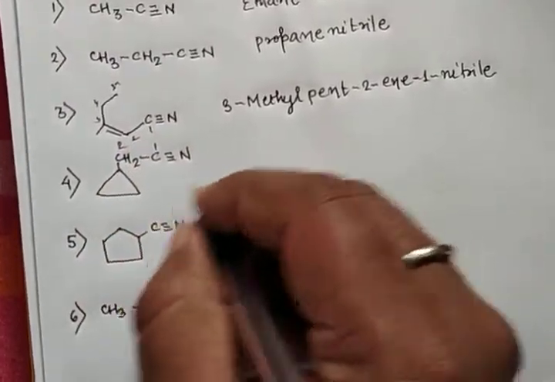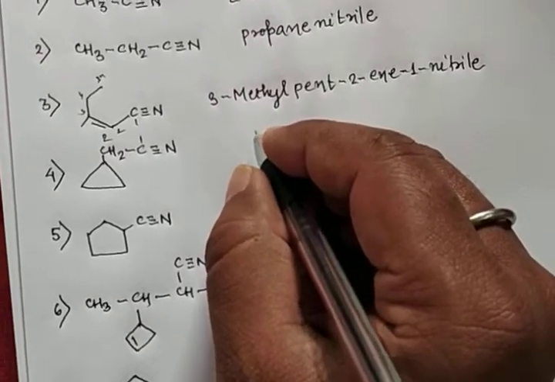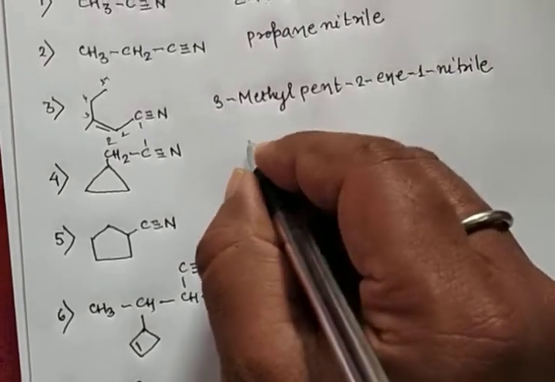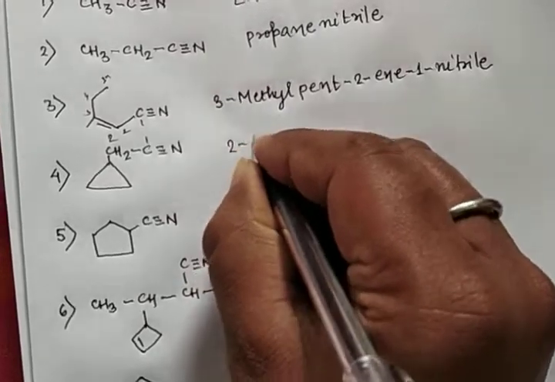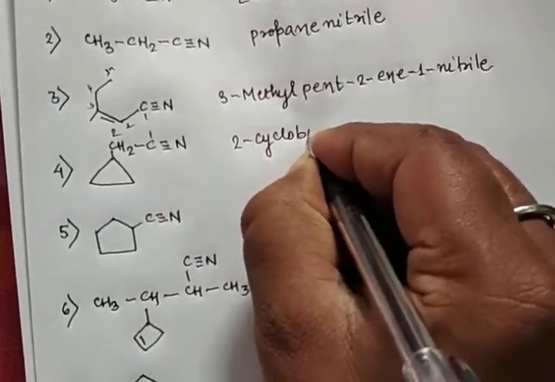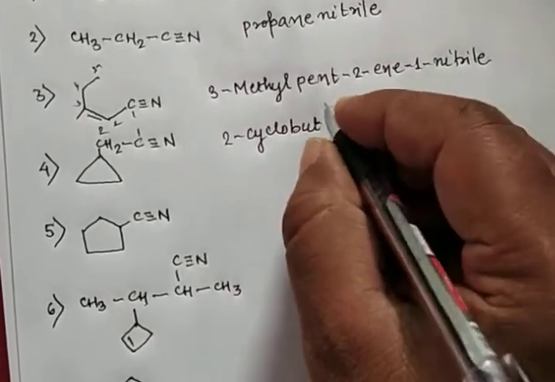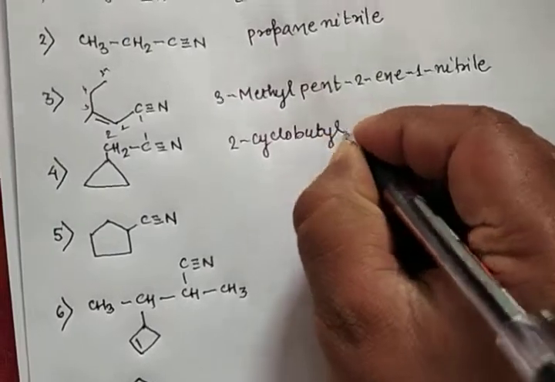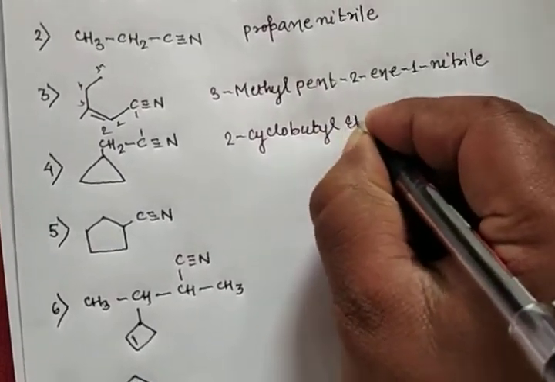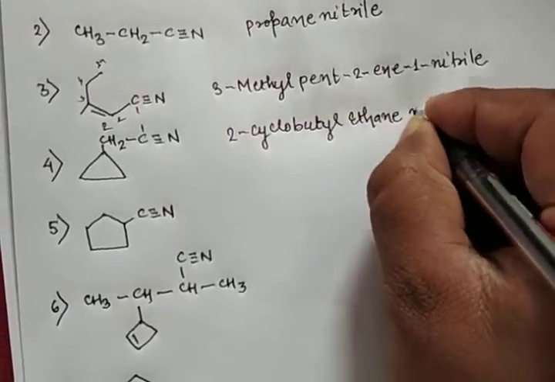Now in the next structure there is a functional group, counting from that side, 1, 2. At 2 there is a substituent, it means 2-cyclobutyl. There are 2 carbons in the main chain, ethane nitrile. Clear?